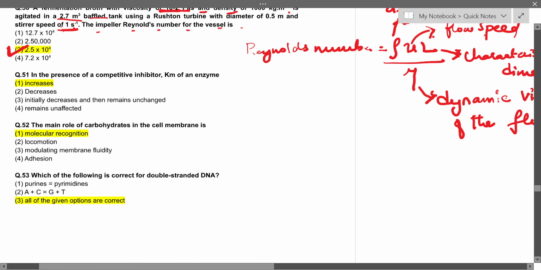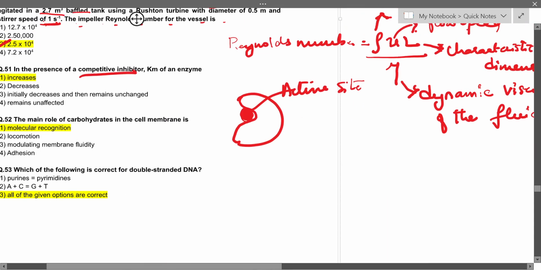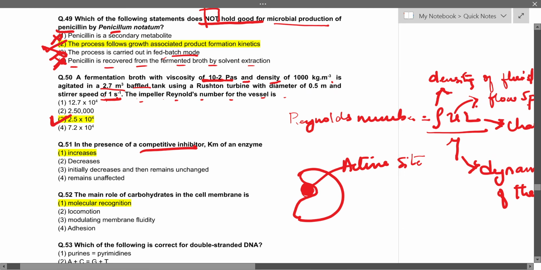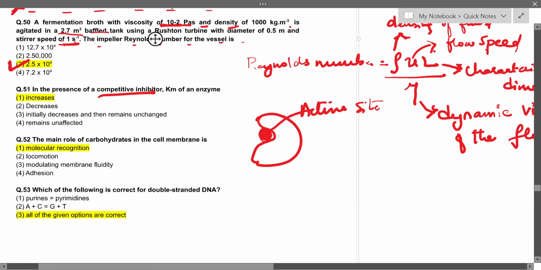In the presence of competitive inhibitor, Km of an enzyme, so what happens in the case of competitive inhibition? Suppose there is an enzyme here, okay? One enzyme is having an active site. So here comes and binds the substrate. Okay. So whenever there are more substrates, suppose I have enzyme here.